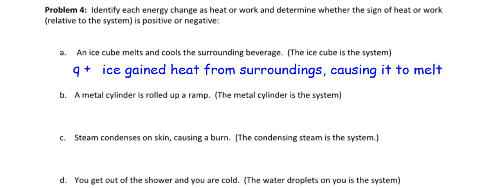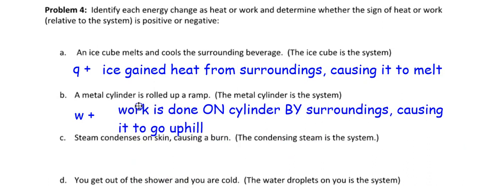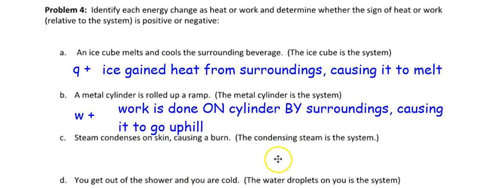Okay. So the metal cylinder is rolled up the hill. Is this heat or work? What do you think? Hopefully you said it's work, and it's positive work, right? Why is it positive work? Because the work is done on the cylinder by the surroundings, probably you, causing it to go uphill.